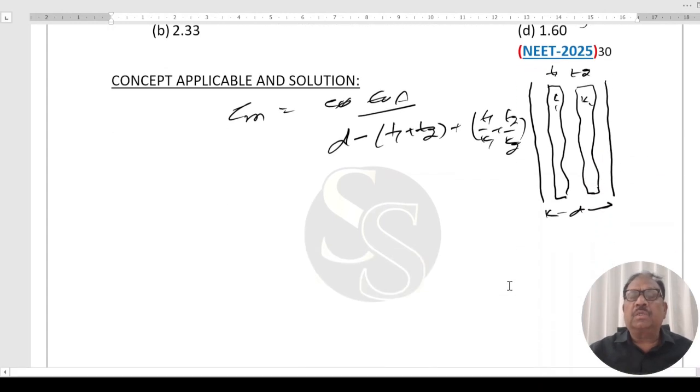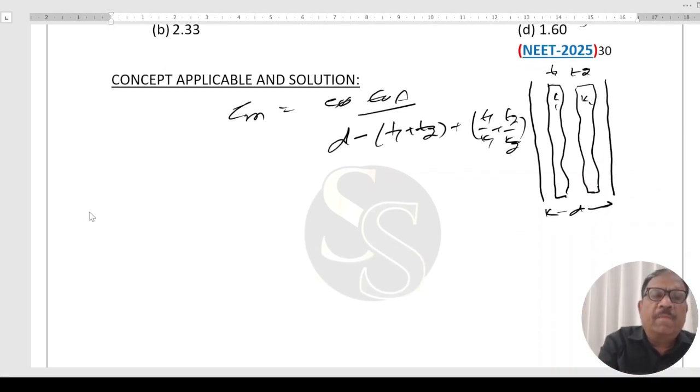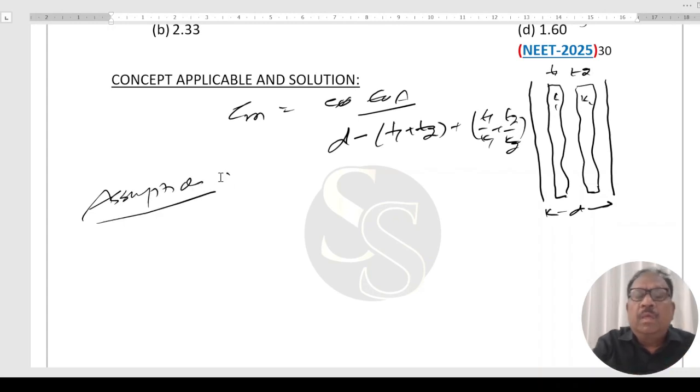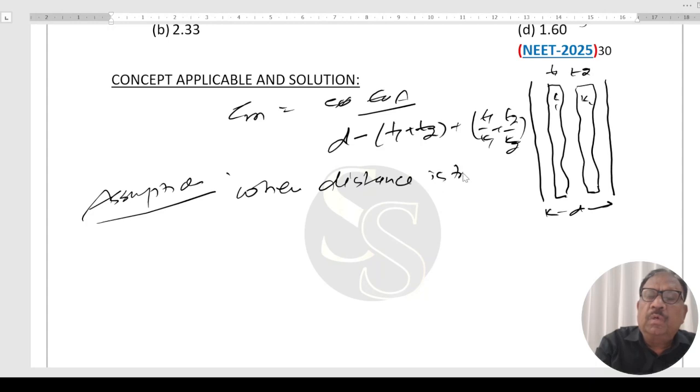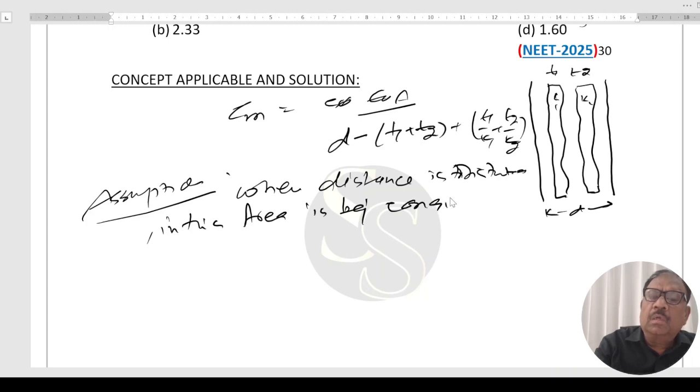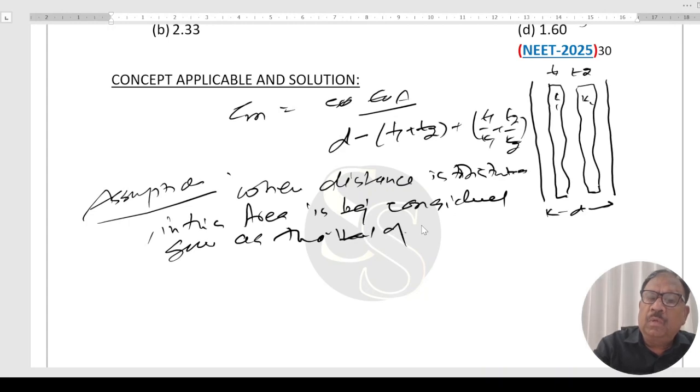Now, in this case, the assumption is, not mentioned in the question, that when the distance is distributed, the area is being considered the same as that of the capacitor plates.